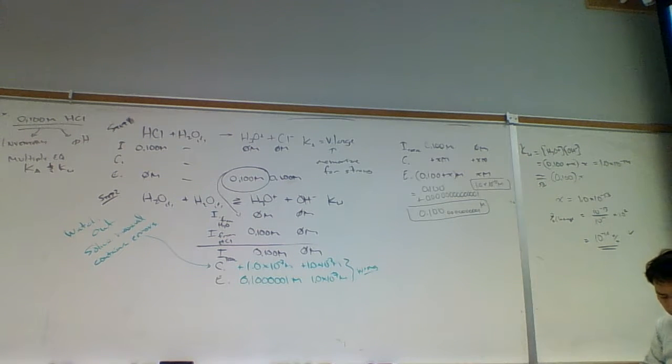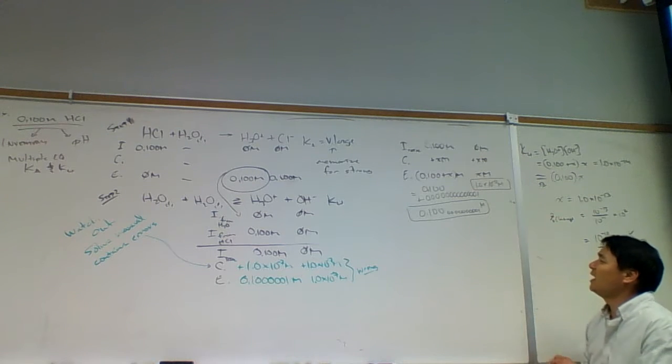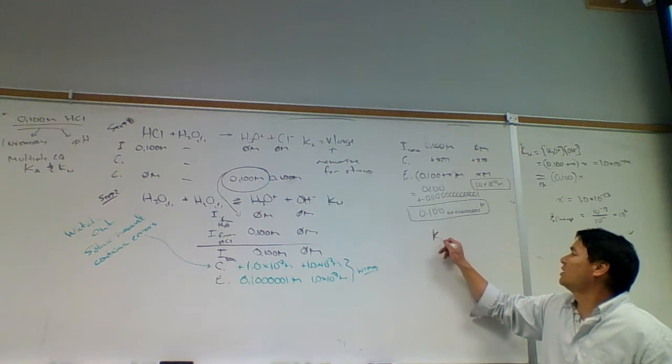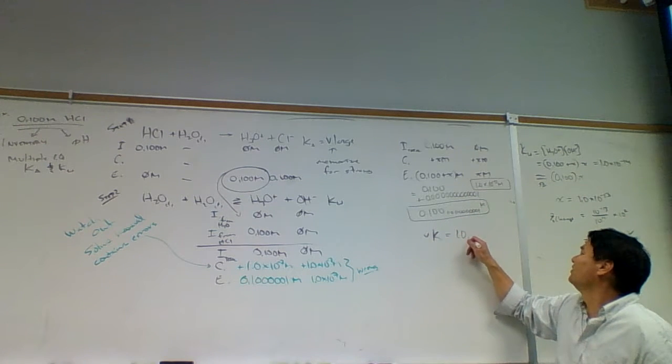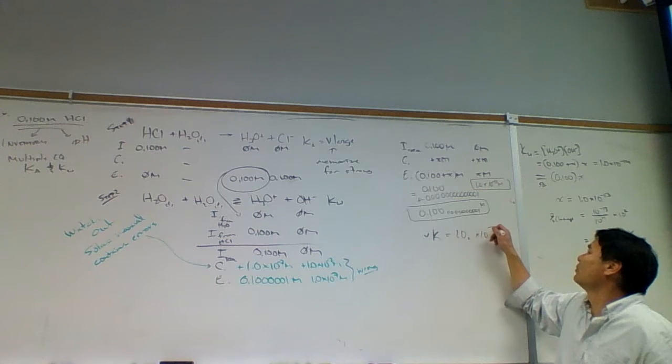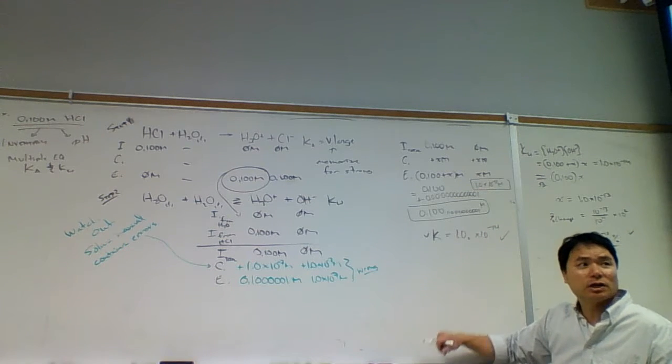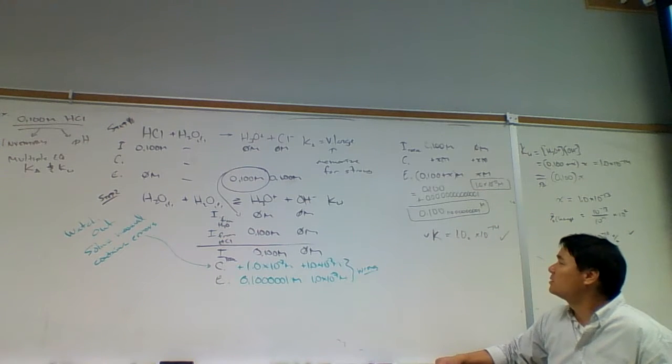In fact, with a percent change this small, we would have gotten the exact same answer using the quadratic without the assumption. The simplifying assumption is no problem here. It worked very well. We can do a double check of our K. When we check our K value, the K comes out to 1.00 times 10 to the minus 14. So it checks out, and so this looks good.